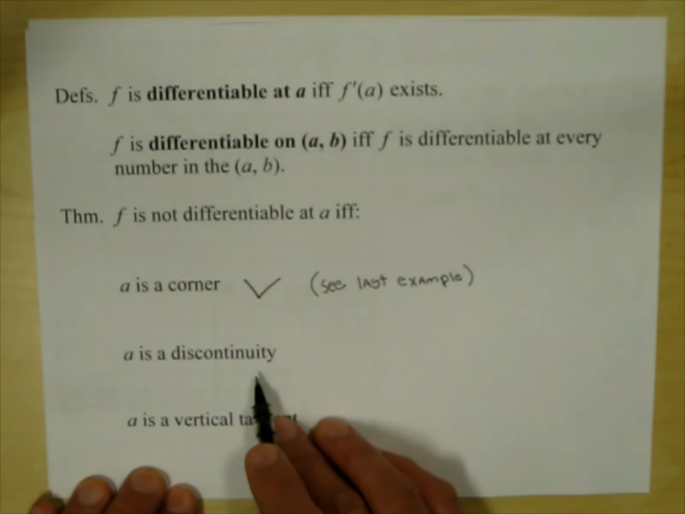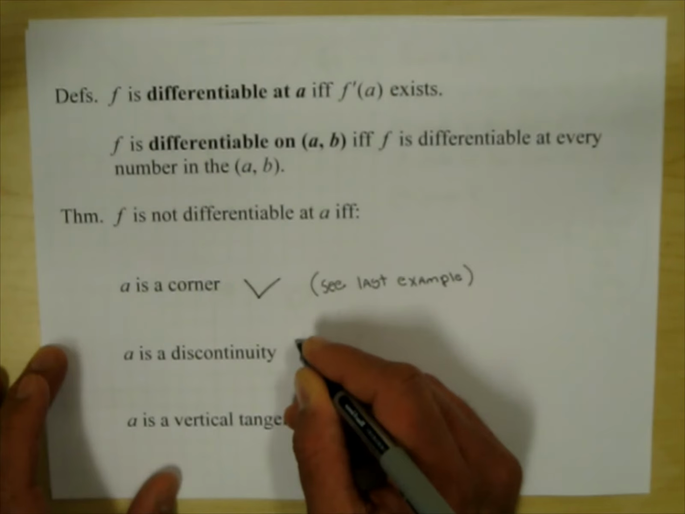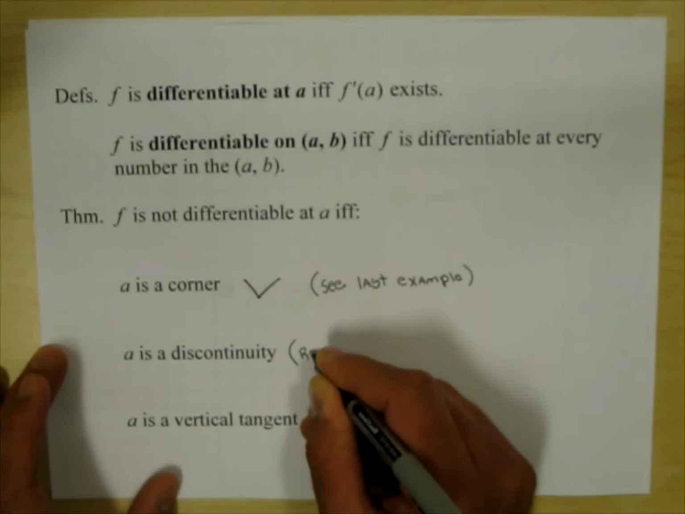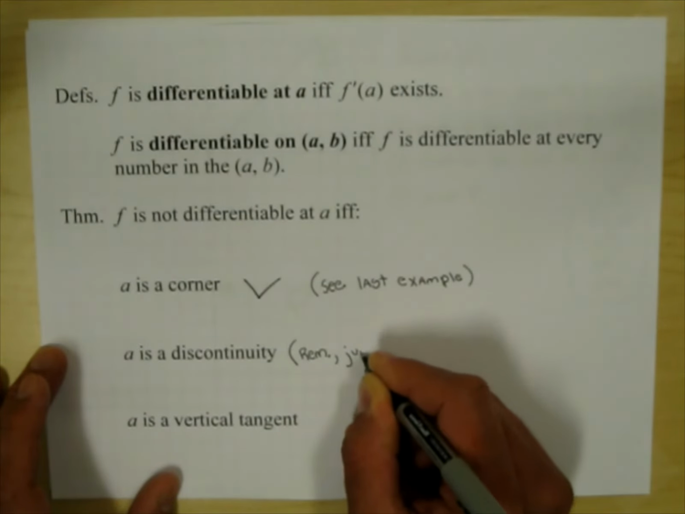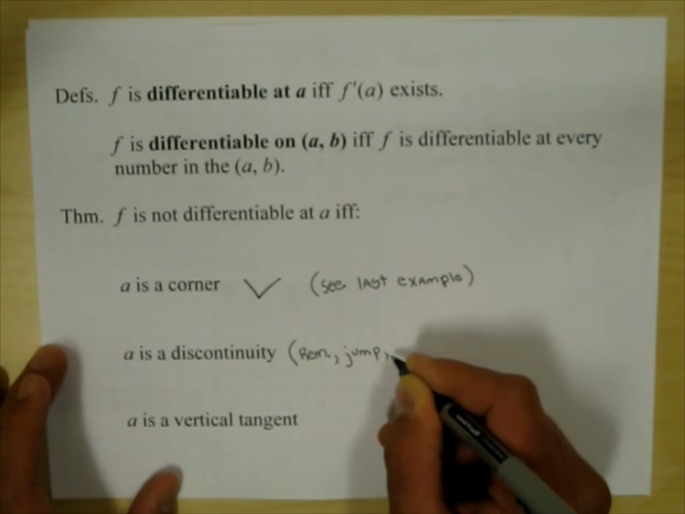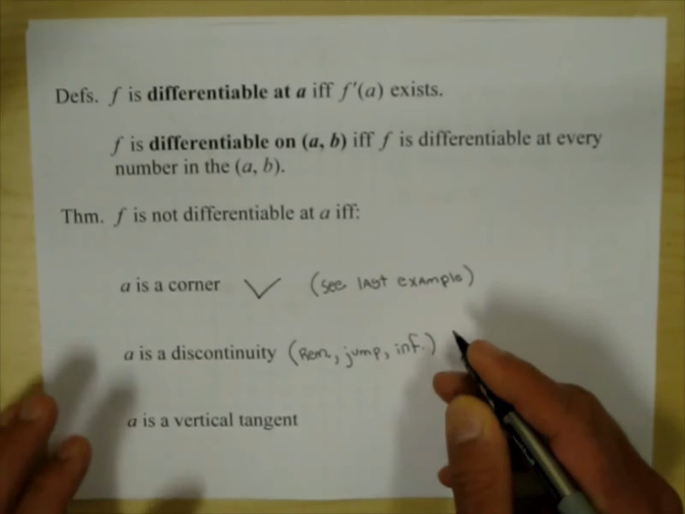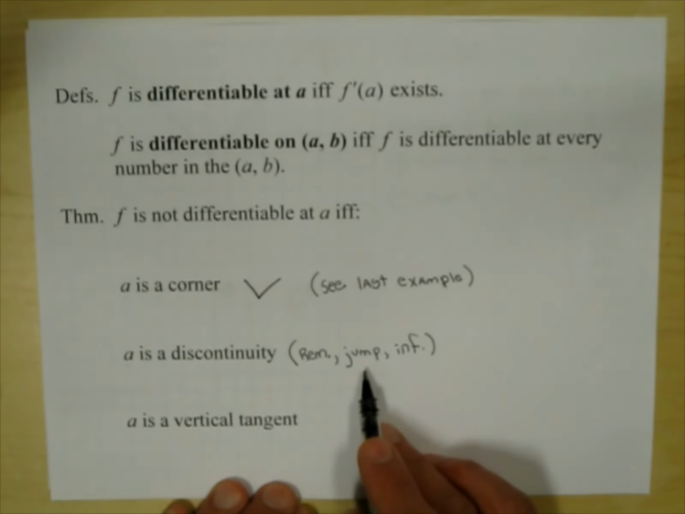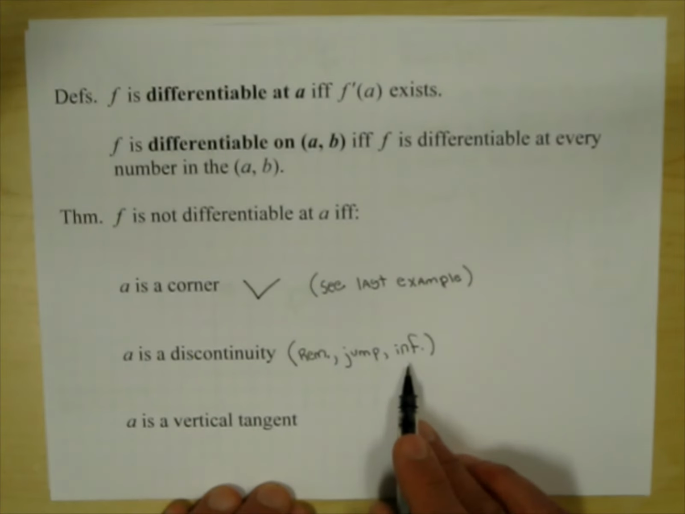A is a discontinuity. We learned about discontinuities. There are actually 3 kinds of discontinuities. Removable, jump, or infinite. A removable just looks like it's a little hole in the graph. Jump is what you think it means. The graph jumps up to another part. And an infinite means there is a vertical asymptote. Okay.